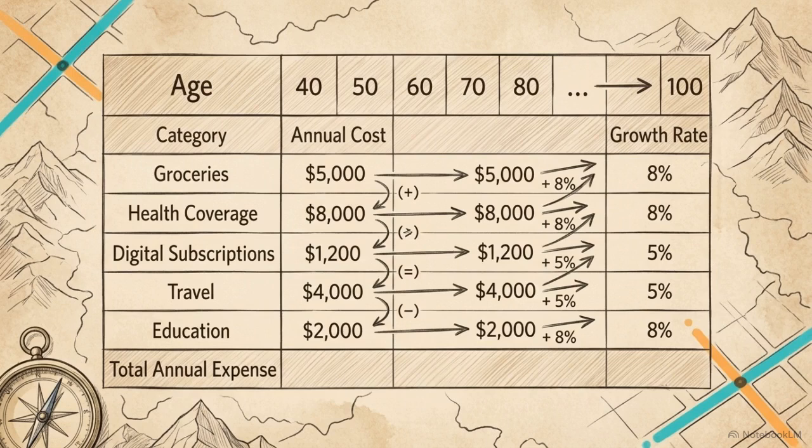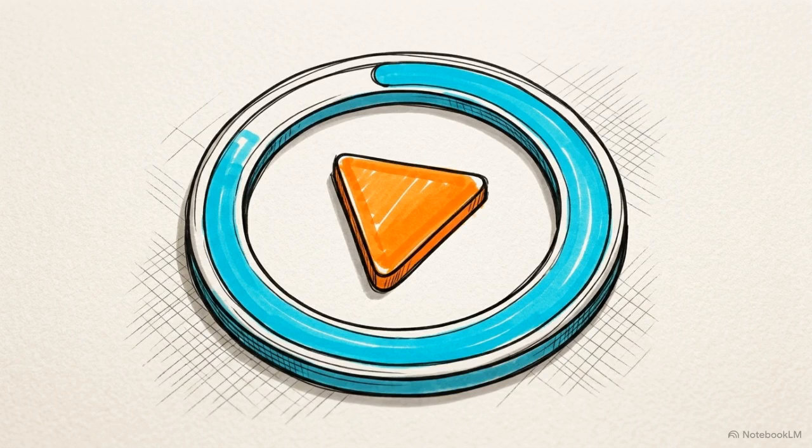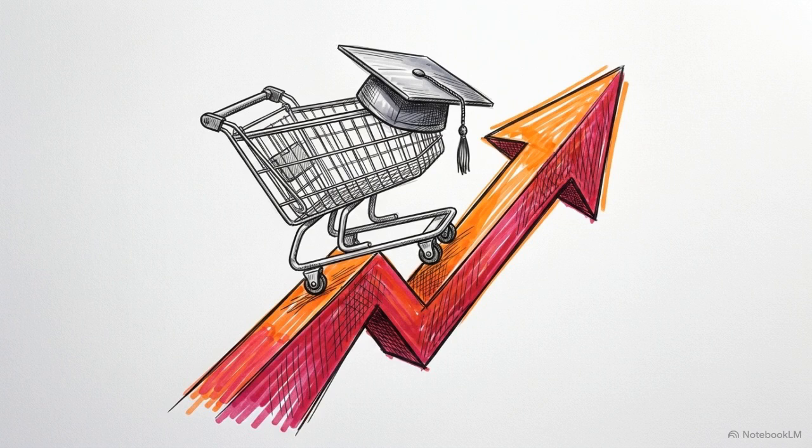Make sure you include your digital subscriptions, your health coverage, and your life insurance premiums. Now we account for time. Instead of using a single inflation rate for everything, you must assign a specific growth rate to each individual category. Digital subscriptions, for example, might inflate at a relatively steady 5% per year. Other categories scale much faster. The cost of groceries or higher education often inflates at a more aggressive 8%.